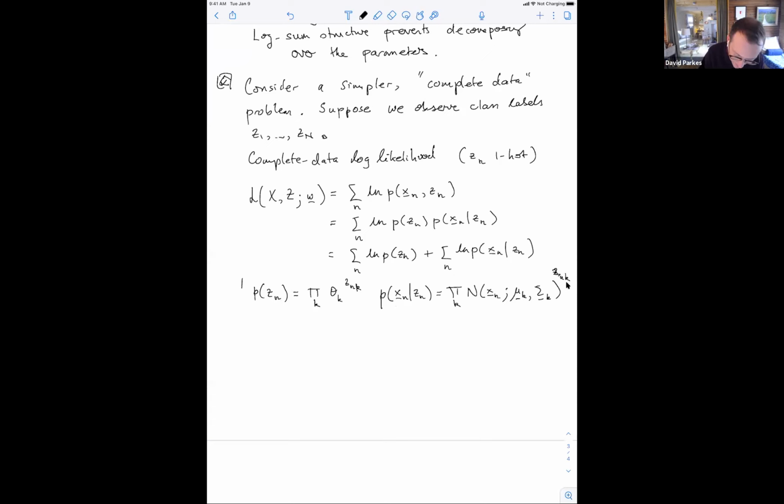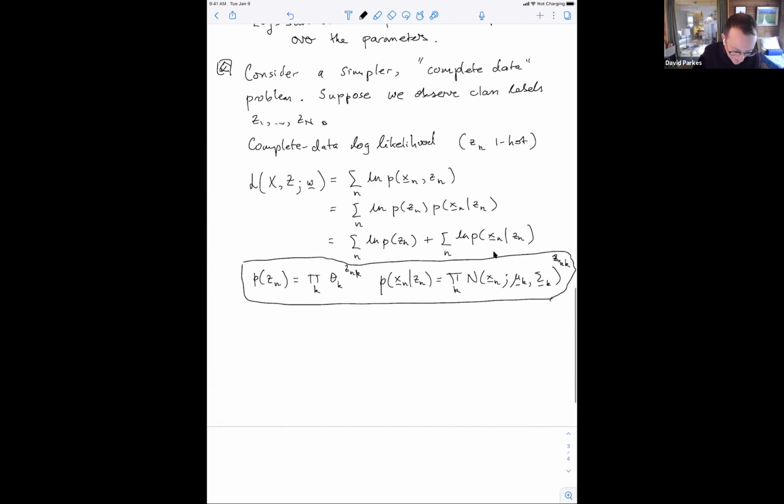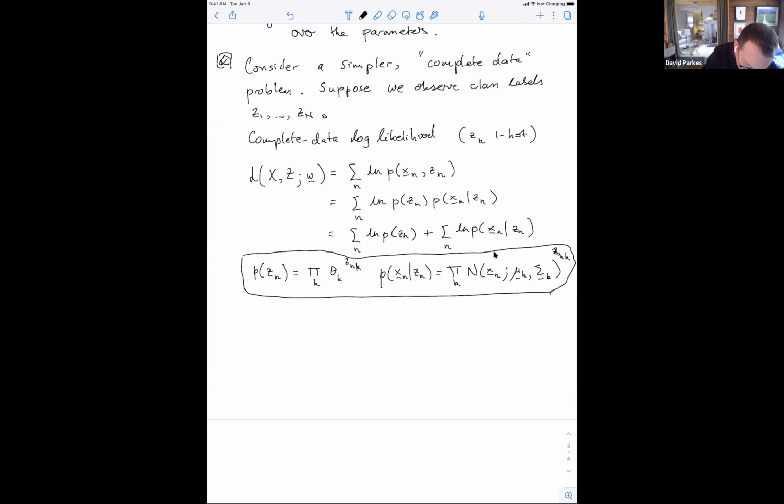Now that I've done these two things, we can go ahead and substitute them into this expression. Let's do that. And what do I have? I have my log likelihood of my complete data. So logs of products become sums. I've got logs of products. I'm just going to write those as sums.